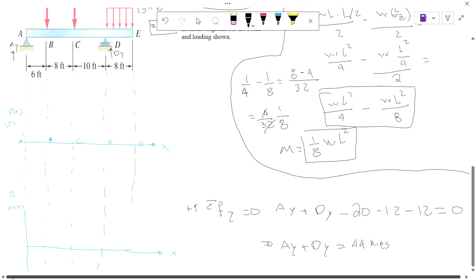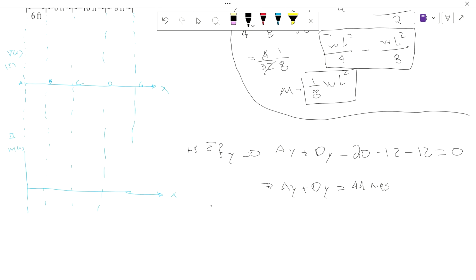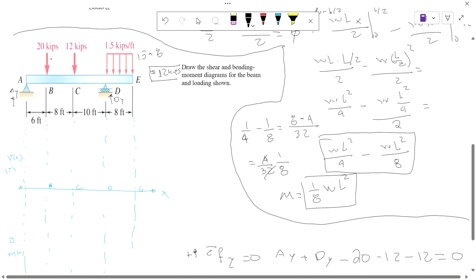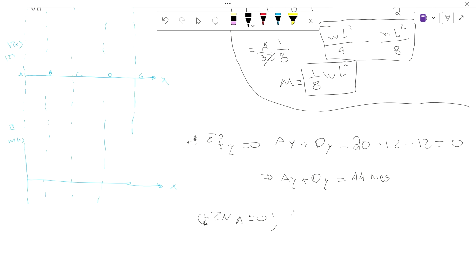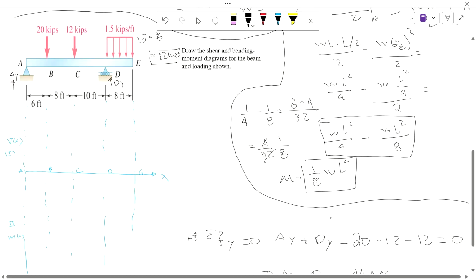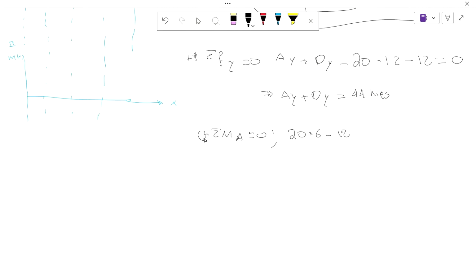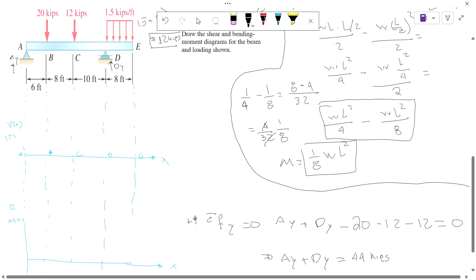Okay, so now we can do moment at A for the second equation. This is positive up. Summation of moments at A, positive counterclockwise, equals 0. We have that nothing happens at A, but we have a negative moment of 20 kilopounds times 6 feet. We're going to keep it all in feet. Then we have 12 times 14. The next one, we have to place the force right here, so we're going to place the force at the middle and at 4.